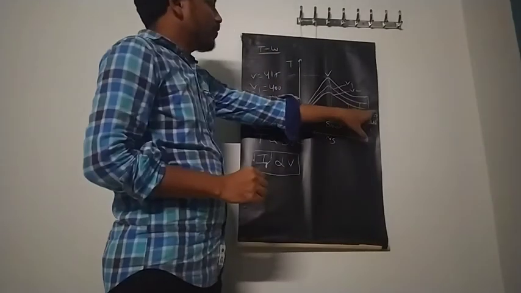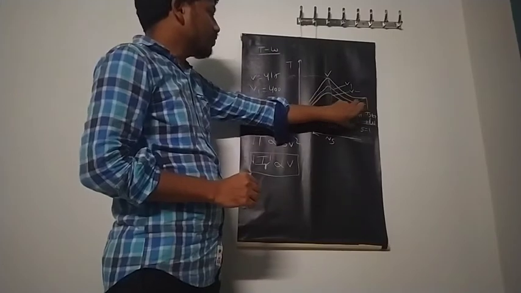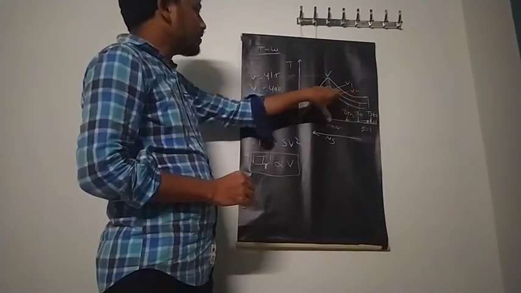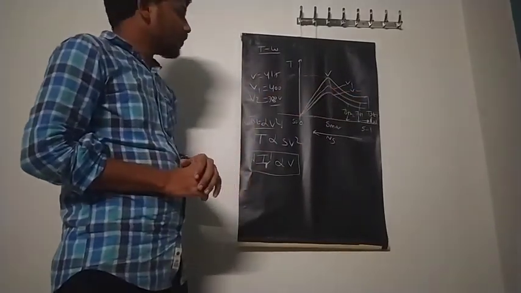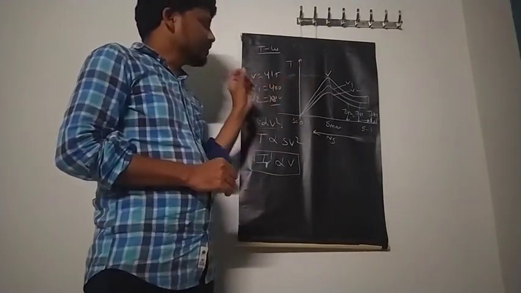Initially it is at this high value, now V1 is at this value, and V2 at this value. So the torque is reducing further. These are the various torque speed characteristics while changing the voltage.